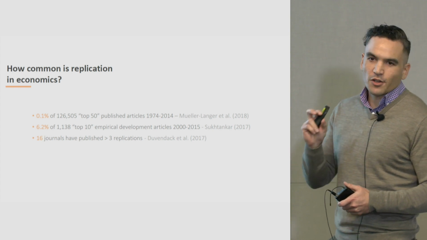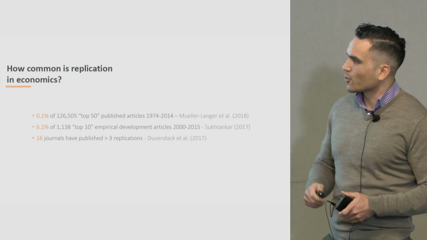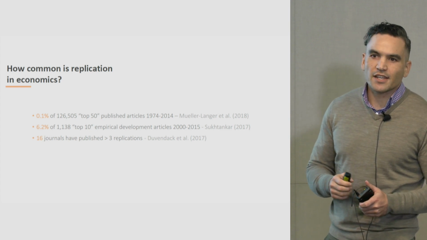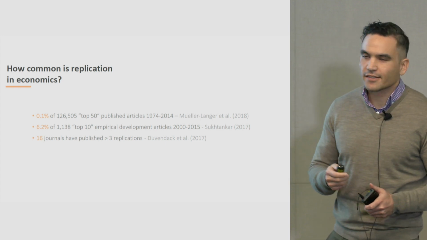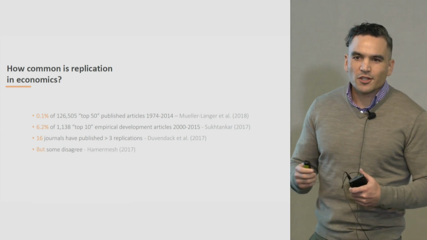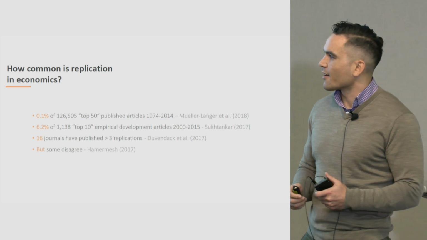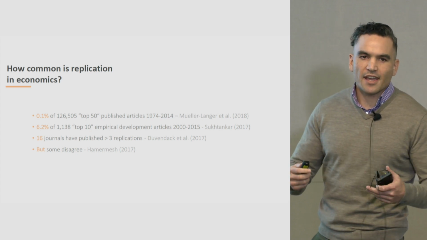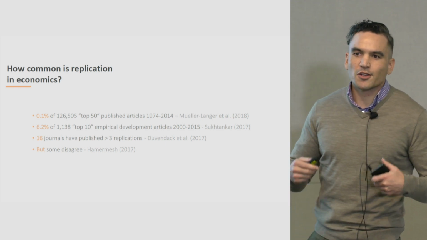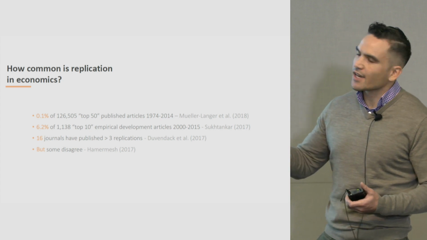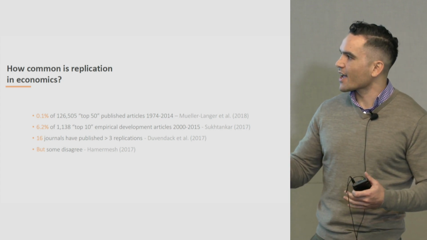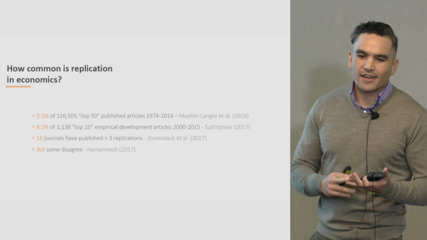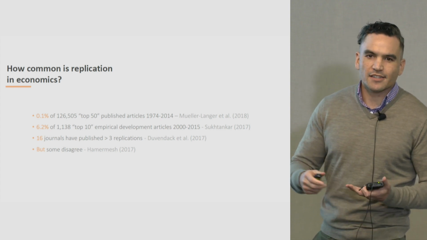A similar exercise was done with a focus on development economics, and Duvendak et al. actually searched all 333 economic journals on the Web of Science and found that just 16 of them had published more than 3 replications. It's important to note, though, that there is some pushback to this general idea that replication isn't popular. Most notably, Hammermesh makes the case that, at least in some fields, the top papers tend to get replicated. And if we really care about the results that stick around, then those are the replications we should care about. And that if we focus just on formal publications, then that misses a lot of stuff going on in the background.